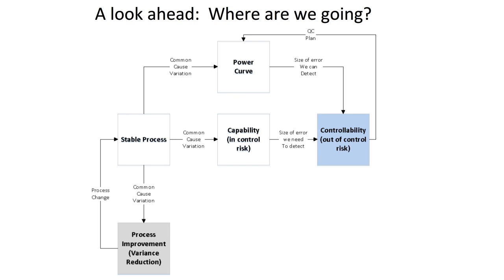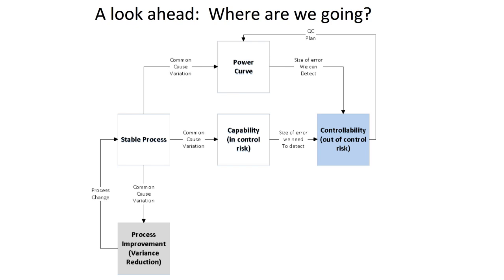So going back to the stability, the output from a stable process is common cause variation, and we can use this to evaluate capability. Capability helps us assess the risk when the process is in control. And from that also, we get the size of error that we need to detect to avoid making unacceptable errors. The common cause variation is also used, as we saw in the last video, in power curve analysis. And this tells us the size of the error that we can detect.